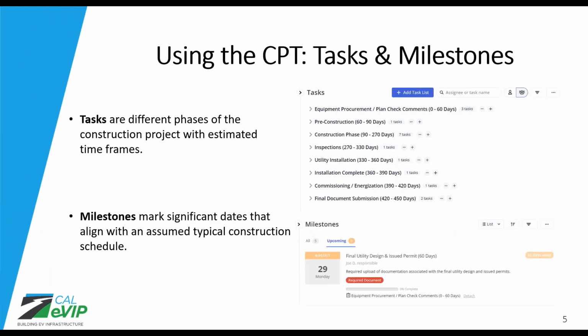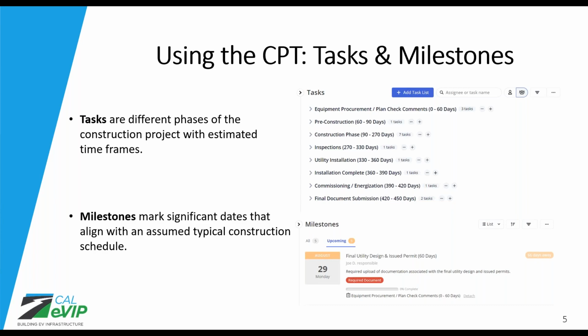We will go into this in a little more detail on our tour of the tool, but these are the basic elements of what you will see in Teamwork. There are tasks and milestones. Tasks are different phases of the construction project that are expected to happen within predefined timeframes. And they're the more important but minor tasks along the way, such as equipment ordered, equipment received, trenching complete, things like that. Plan check responded to.